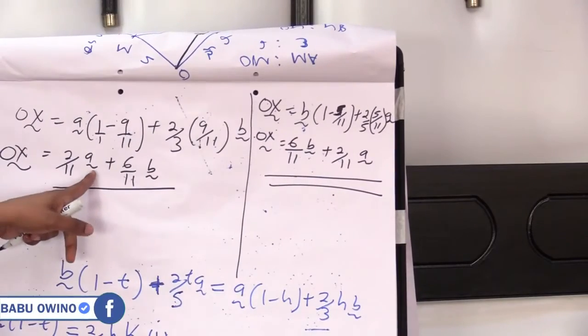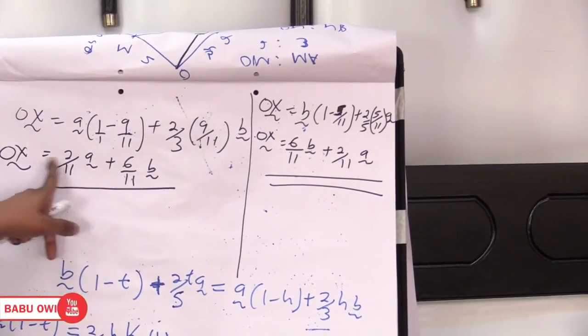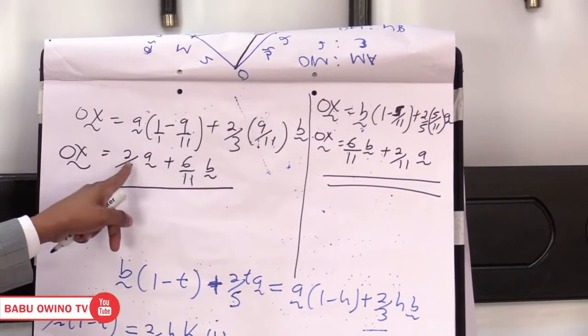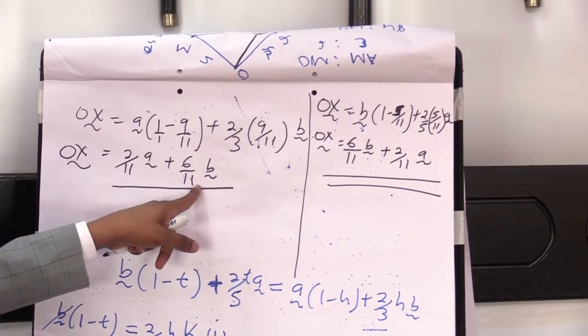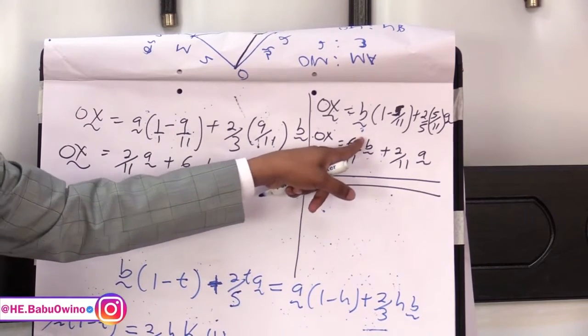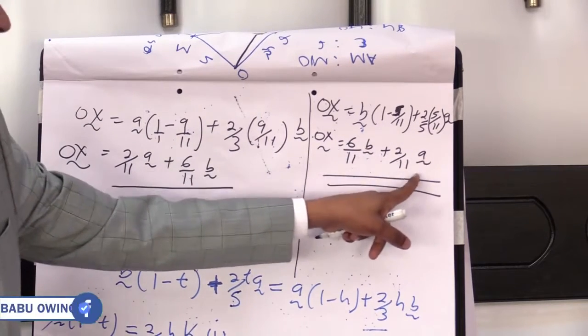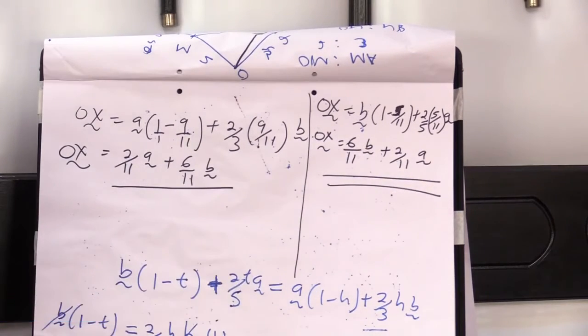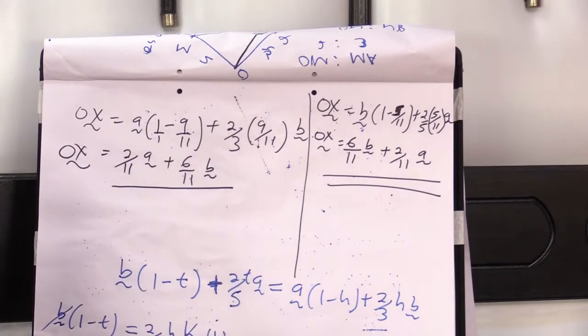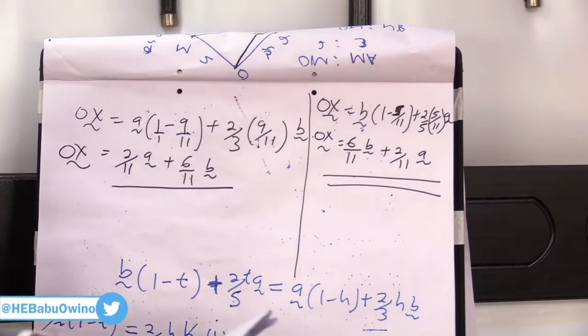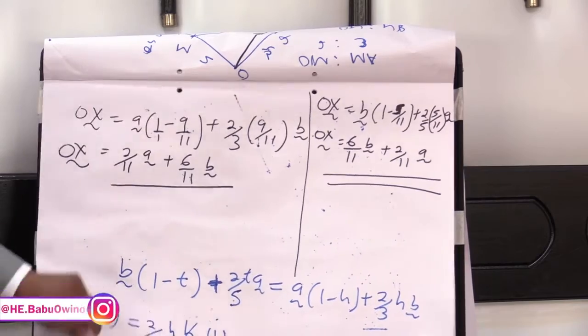So we've expressed OX in two different ways, and you can prove that this OX is 2 over 11 of A plus 6 over 11 of B is the same as 6 over 11 of B plus 2 over 11 of A. So that's as easy as that. Most of the times, class, such a question comes, but it comes with 10 marks.